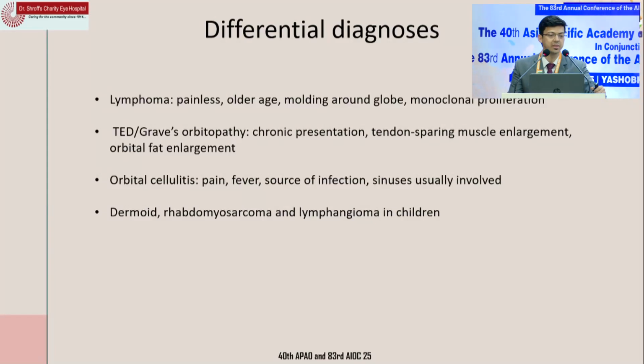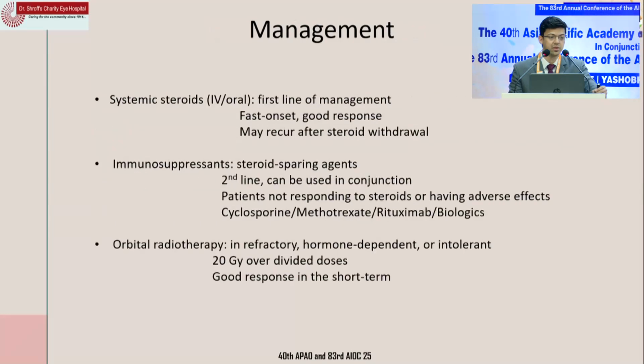Orbital cellulitis is one more important differential diagnosis, which will present with pain, but there will be systemic symptoms also, such as fever. You might identify a source of infection, especially the sinuses, which are the most common route of spread to the orbit. Then in children, differential diagnosis of dermoid, rhabdomyosarcoma and lymphangioma. These are the three things that need to be kept in mind. Again, radiology and histopathology will guide us towards the diagnosis.